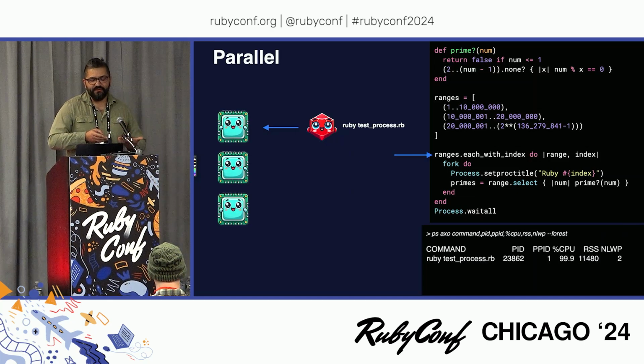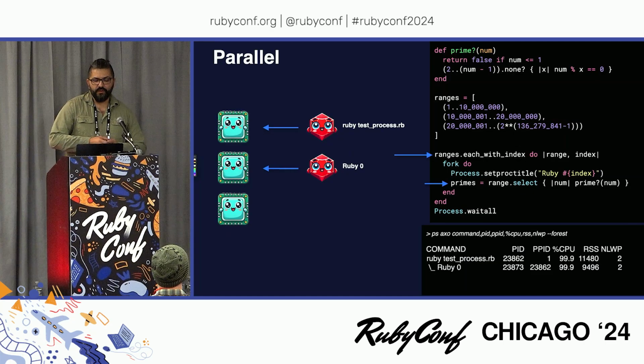But basically, I've got 3 ranges of numbers from 1 to that very large prime number, and I'm going to walk over them and create forks and try to figure out what prime numbers are in my lists. And so the first thing you'll see when I run that code is that the fork actually starts running immediately. This is true parallelism in the regular C Ruby runtime.